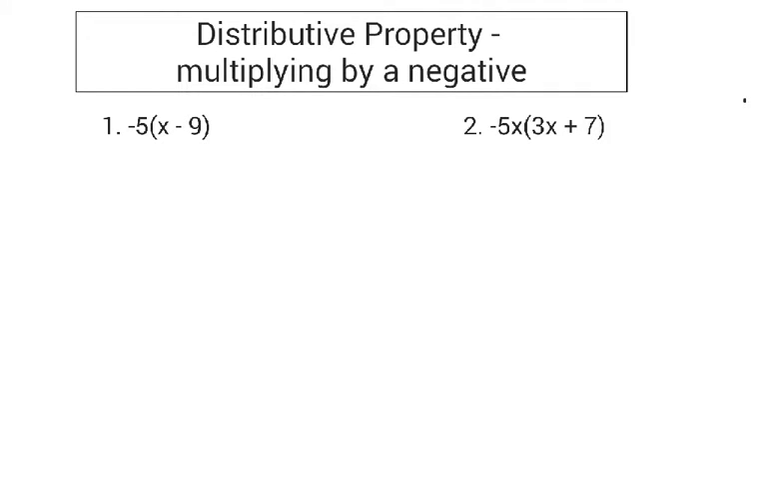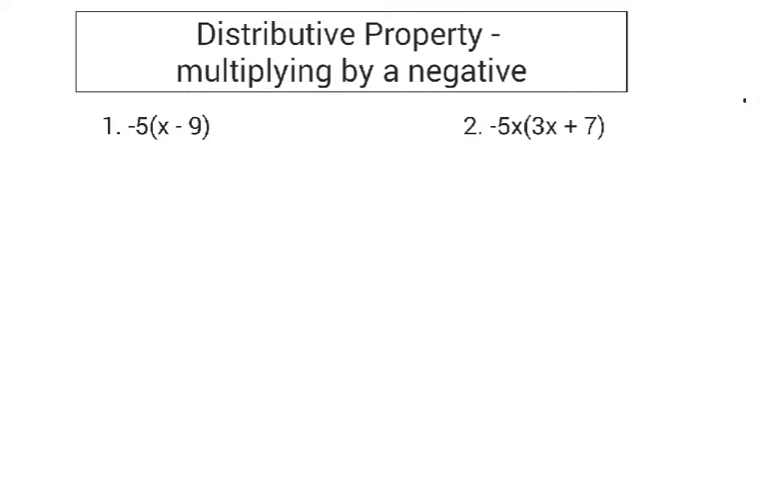We are going to practice the distributive property again, only this time we're going to practice it by multiplying by a negative. The rules are exactly the same as when you multiply by a positive, we just need to be more careful with our symbols in front of our numbers. Let's take a look at the first example.